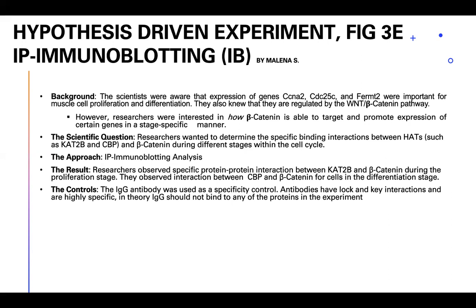The approach used was an IP immunoblotting analysis. The result: researchers observed specific protein-protein interaction between CAT2B and beta-catenin during the proliferation stage. They observed interaction between CBP and beta-catenin for cells in the differentiation stage. The controls: the IgG antibody was used as a specificity control.